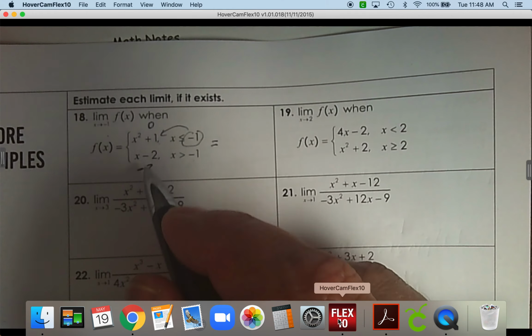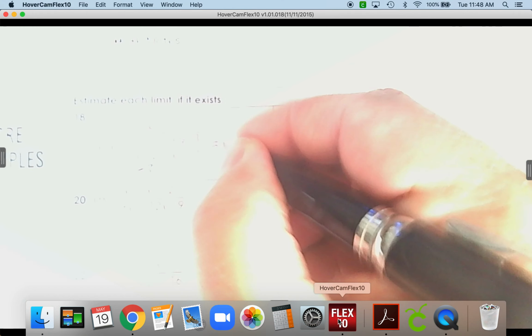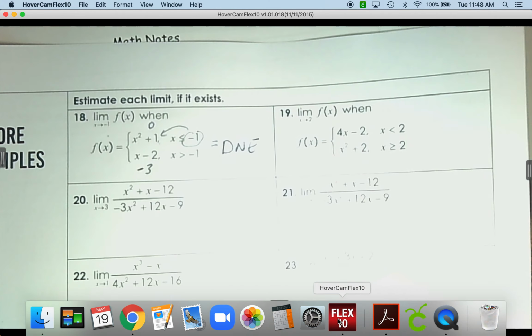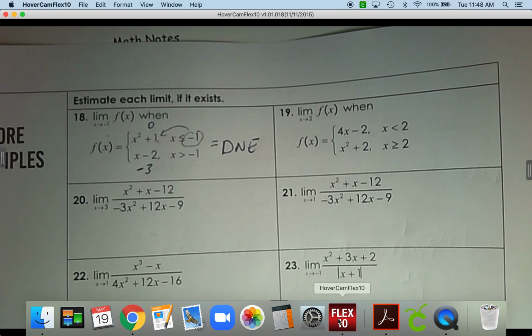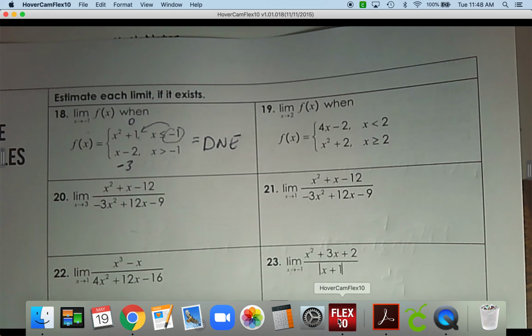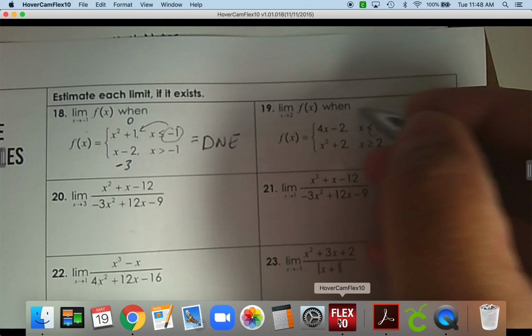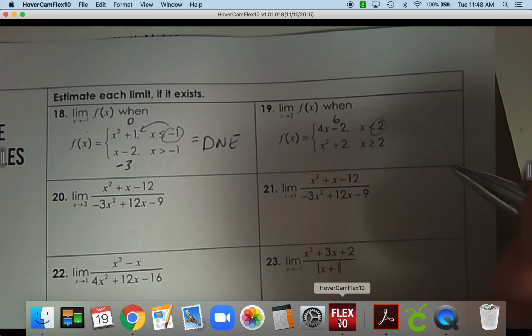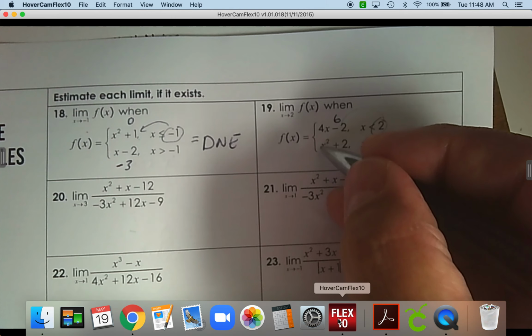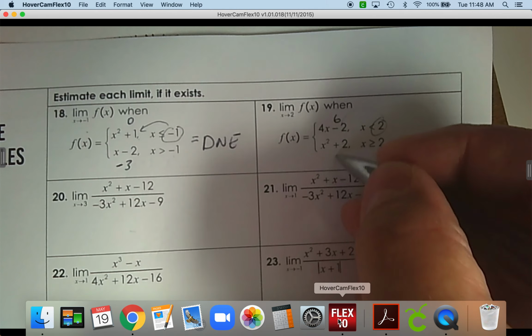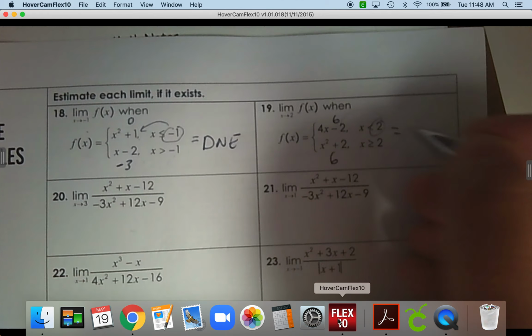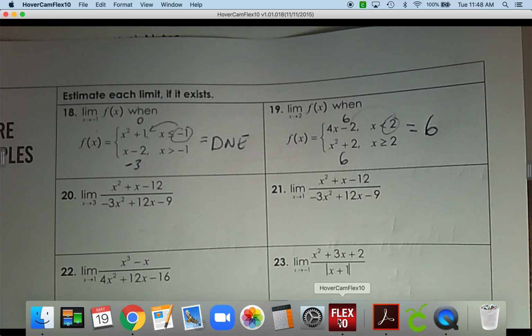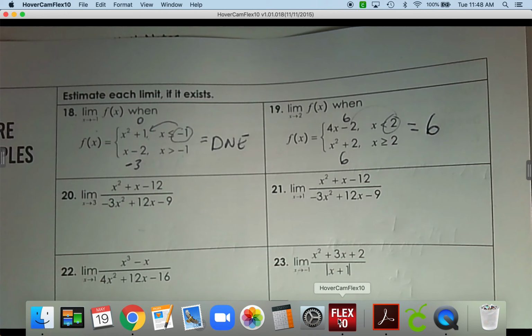The answer up here is 0. Do they agree what the y value is, what the answer is? Because they don't agree, it does not exist. Let's do that over here. Plug in 2 on top. That's 4 times 2 is 8, so the top is 6. Plug 2 into the bottom. 2 squared is 4 plus 2 is 6. Does the left side and right side both agree what the answer is? Yes. And so we can write down the answer is 6.